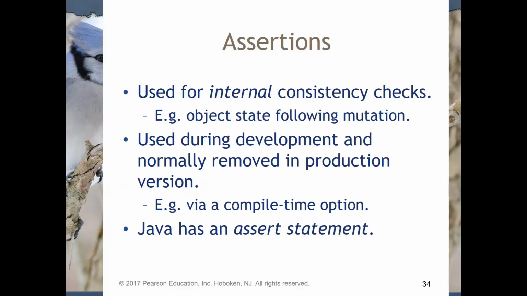Assertions. Used for internal consistency checks. Object state, following mutation, things like that. Used during development and normally removed in production via a compile time option. They kind of get turned on or turned off. And Java has an assert statement.